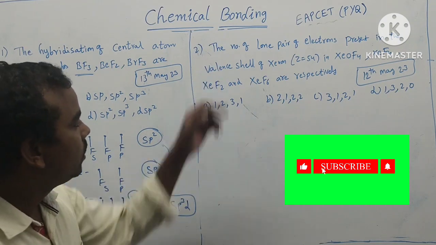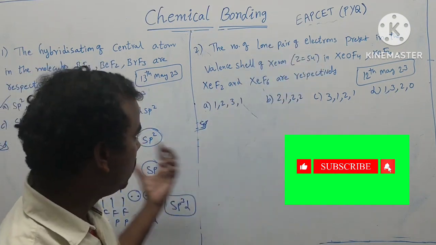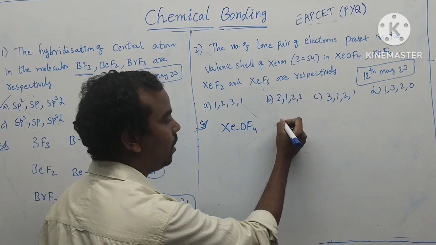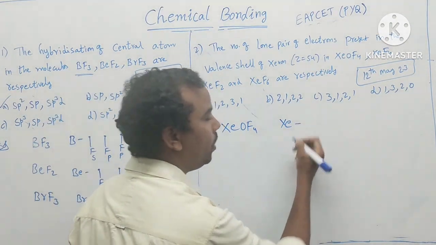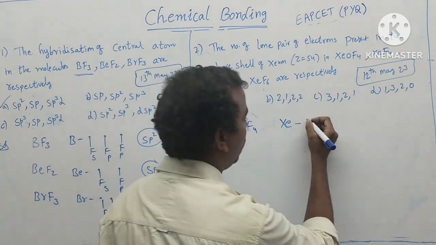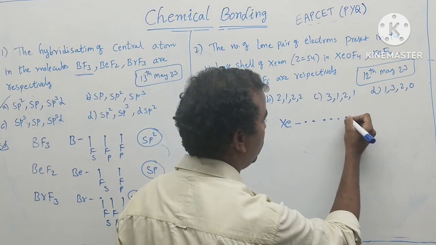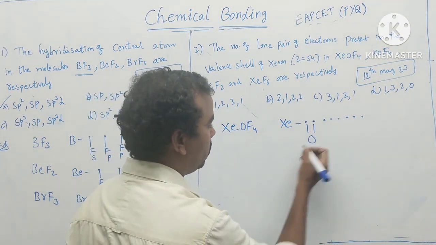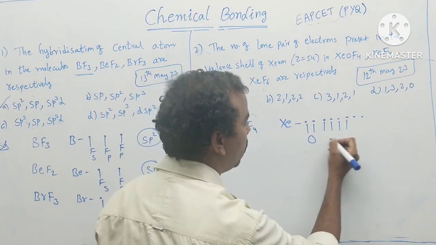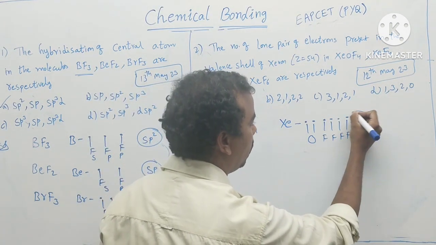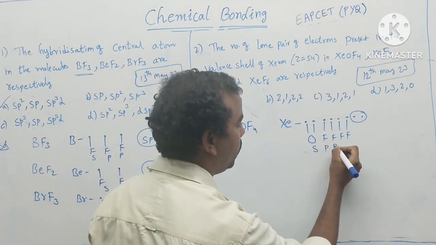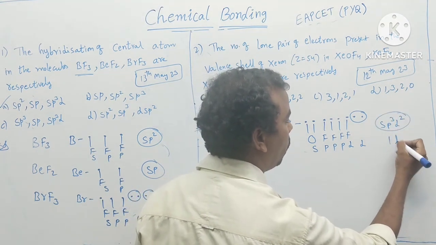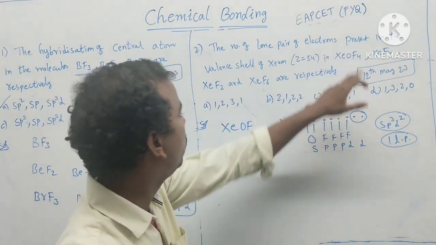Answer A. Next, the number of lone pairs of electrons, same model: XeOF4, XeF4. XeOF4: the central atom is xenon. Xenon has how many valence electrons? 8A group means 8 valence electrons. One oxygen forms 2 bonds because oxygen valency is 2. 4 fluorine atoms form 4 bonds. So the remaining is 1 lone pair. The hybridization is sp3d2 and the number of lone pairs is 1. So XeOF4 has 1 lone pair.